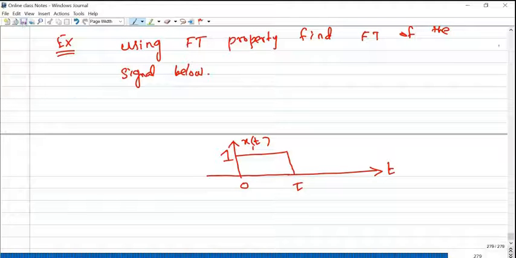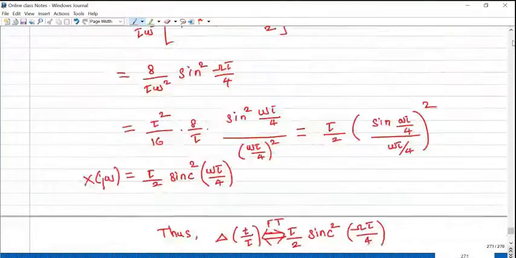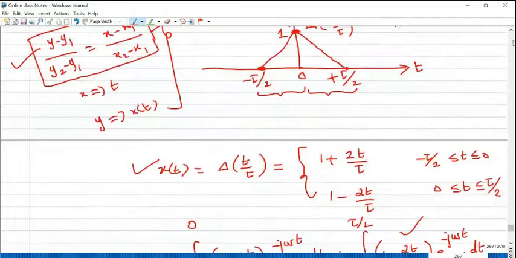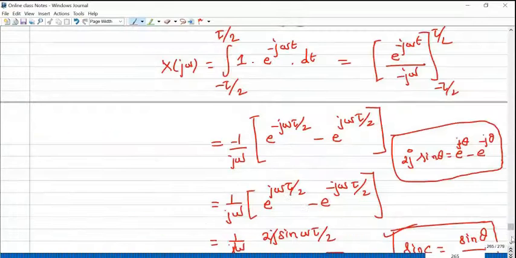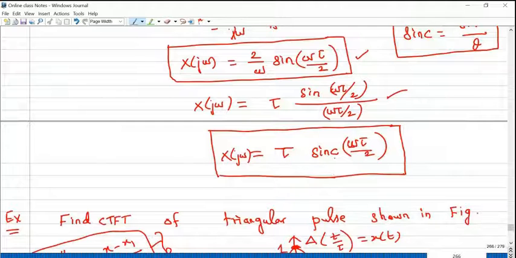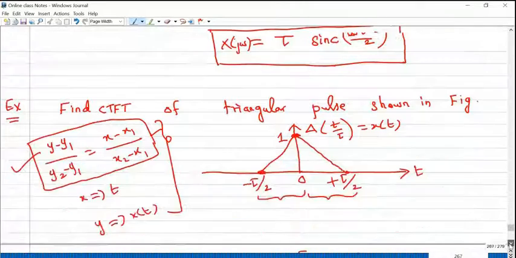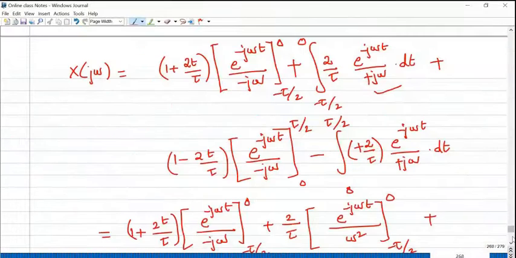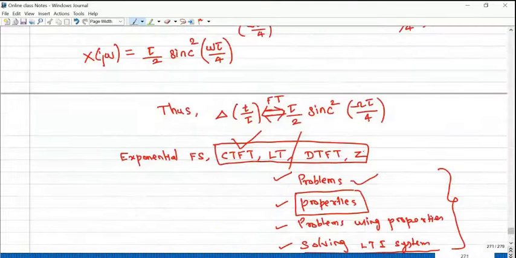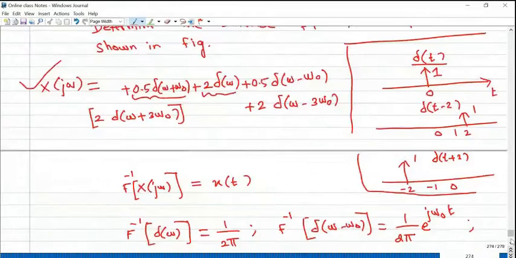So in the previous class, we have solved the Fourier transform of two standard functions. One is the rectangular function, from minus tau by 2 to tau by 2, magnitude 1. What is the result? Tau sinc of omega tau by 2. Similarly, the triangular pulse from minus tau by 2 to tau by 2. The result is tau by 2 sinc square of omega tau by 4.